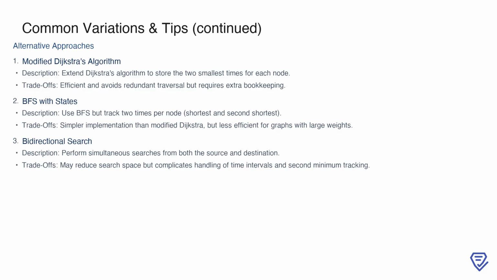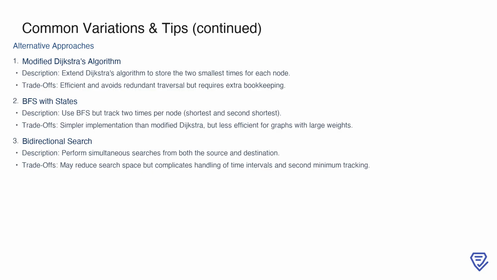There are several alternative approaches you can consider for this problem. One option is a modified version of Dijkstra's algorithm. This method extends the algorithm to store the two smallest times for each node, making it efficient while avoiding redundant traversal. However, it does require extra bookkeeping to track these times.